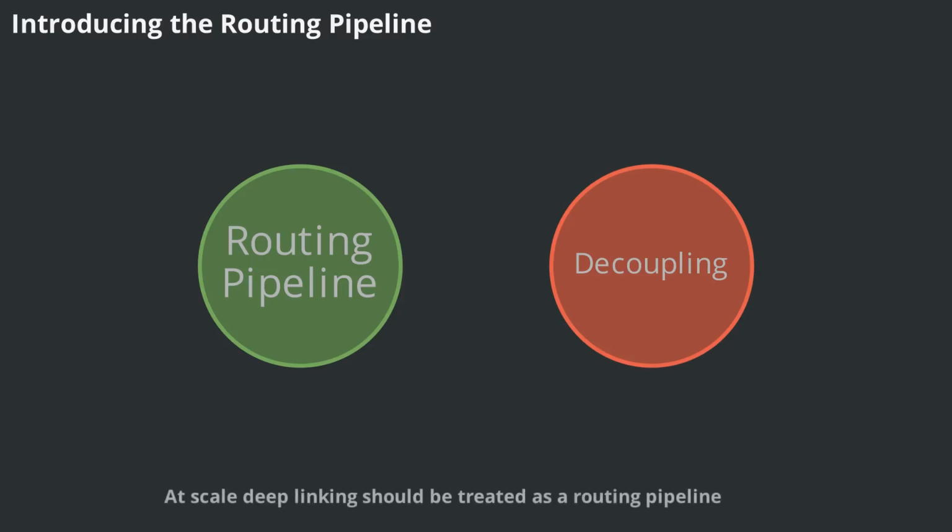At scale, deep linking should be treated as a routing pipeline. This means decoupling the incoming URI from the final screen transition. By doing so, you gain the flexibility to validate, authorize, and route requests dynamically. The routing pipeline acts as the backbone of your deep linking architecture, ensuring that every request is handled consistently and securely. In the following scenes, we'll break down the key stages of this pipeline and how they contribute to a robust system.